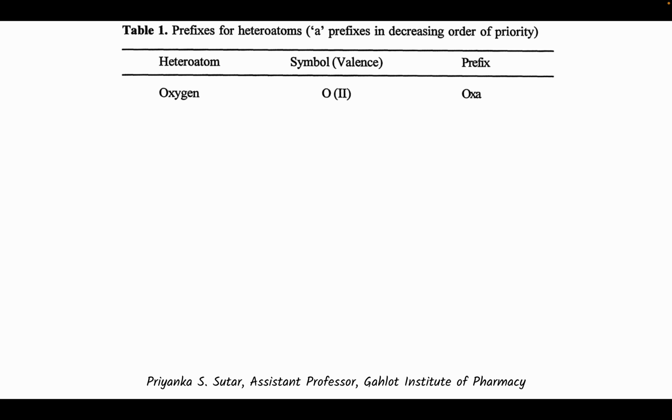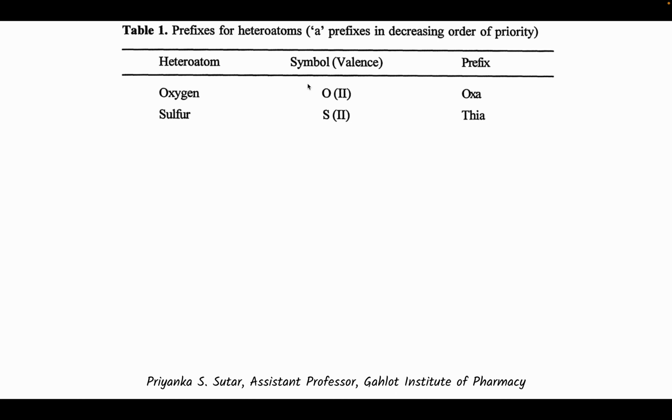Now this is table number 1 of prefixes. Here you will see the heteroatom symbol and prefix. Oxygen is a heteroatom, its symbol is capital O, its valency is 2, and its prefix is oxa. Remember the terminal letter A. The prefix has a terminal letter A.